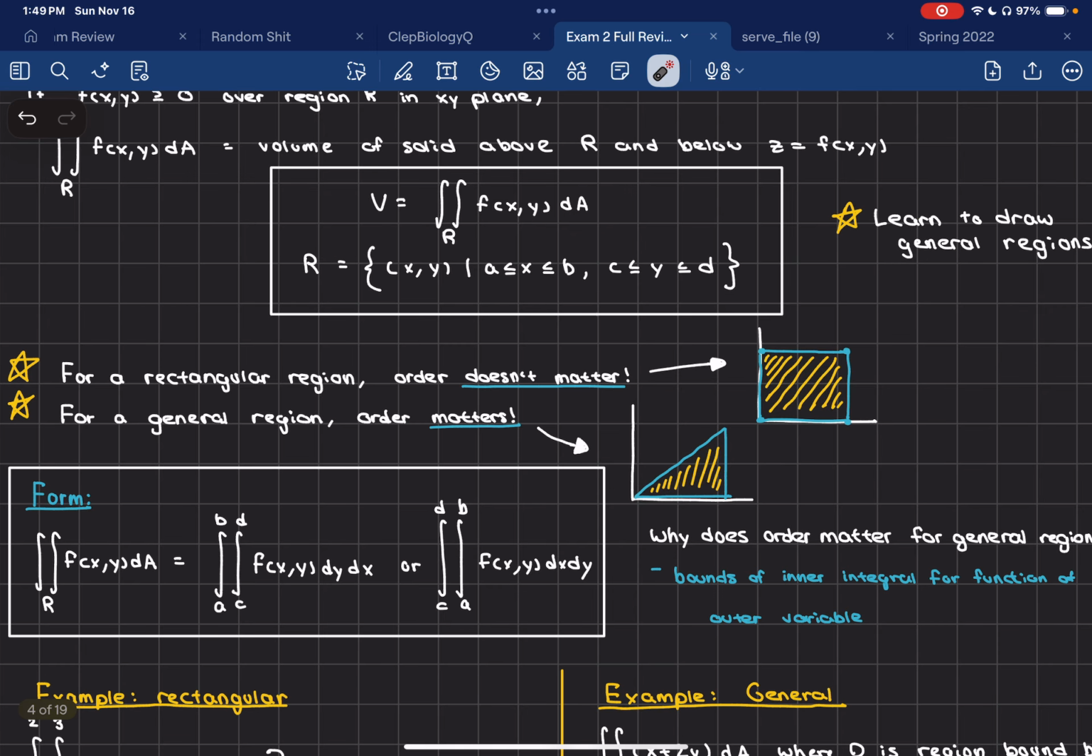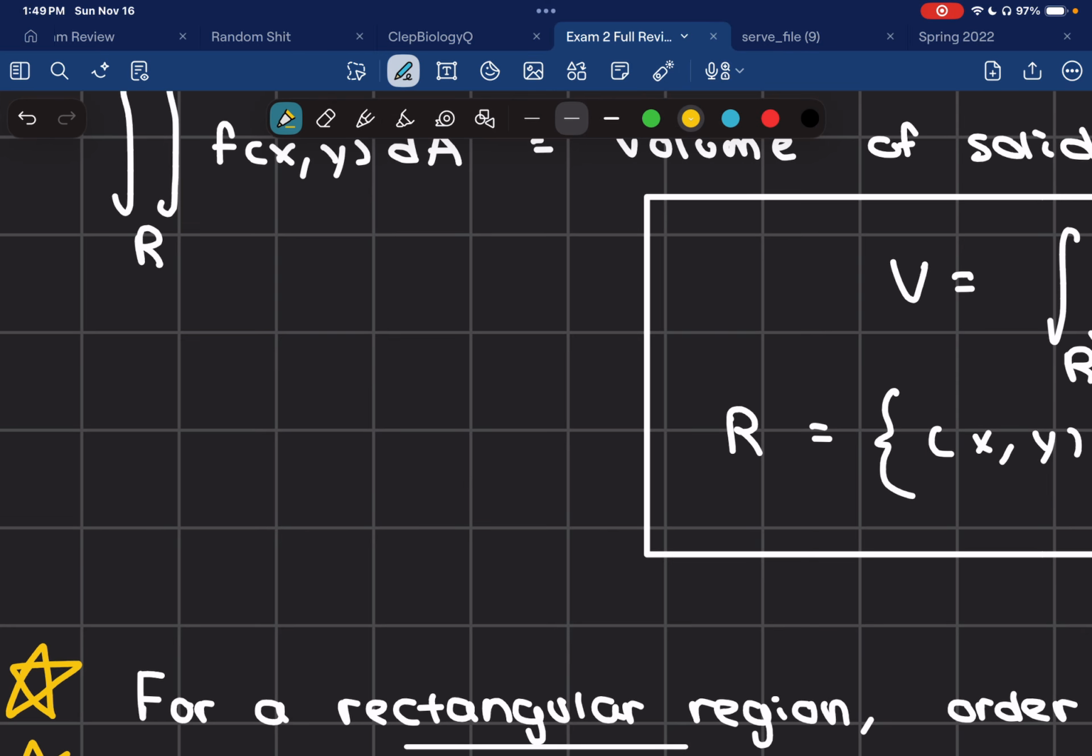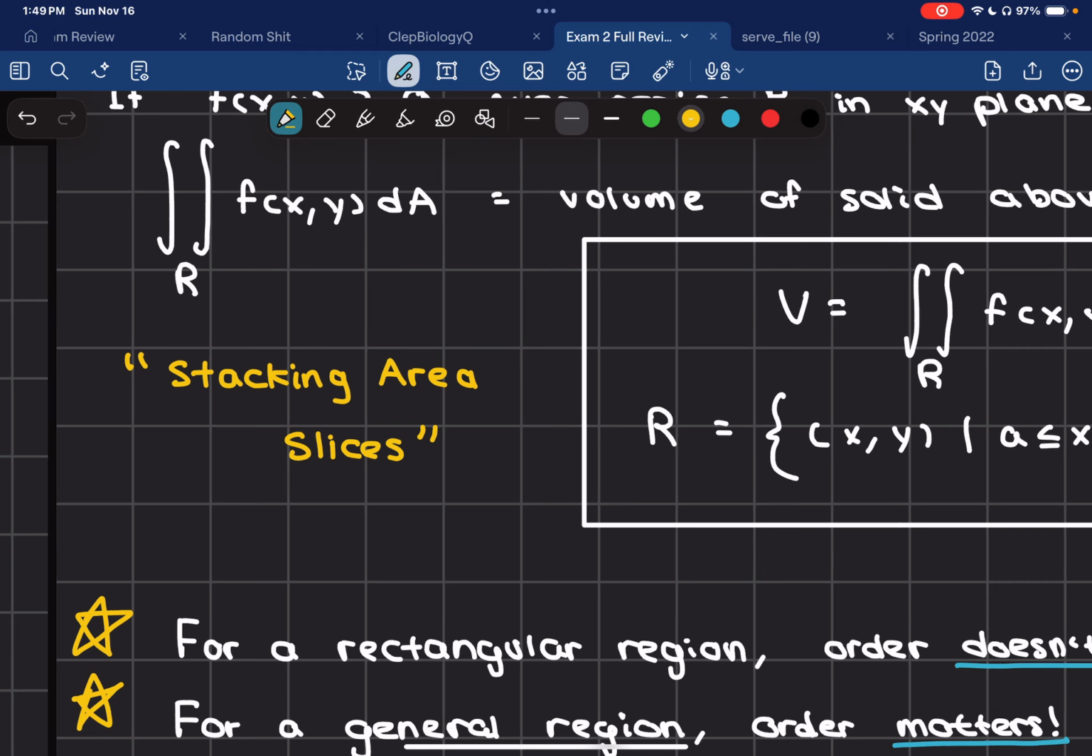So how I want you to think about these is, I'll write it down here. Think about it like this, right? It's like you're stacking area slices. That's how I want you to think about it.